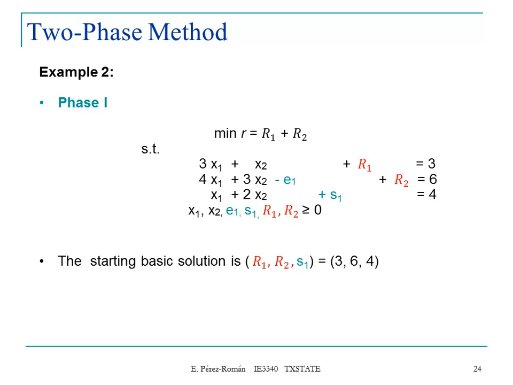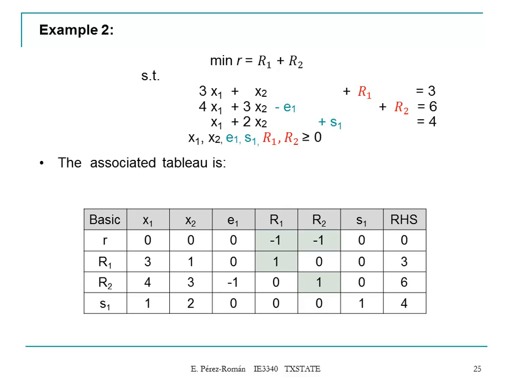So in this case, you know that you're going to need two, one for the equality and one for the greater or equal constraint. So you can have an initial basic feasible solution for your first tableau. So this is going to be your starting basic feasible solution. You're going to have R1, R2, and S1, 3, 6, and 4, which are the right-hand side here for the constraint. So the associated tableau for this first phase is this one.